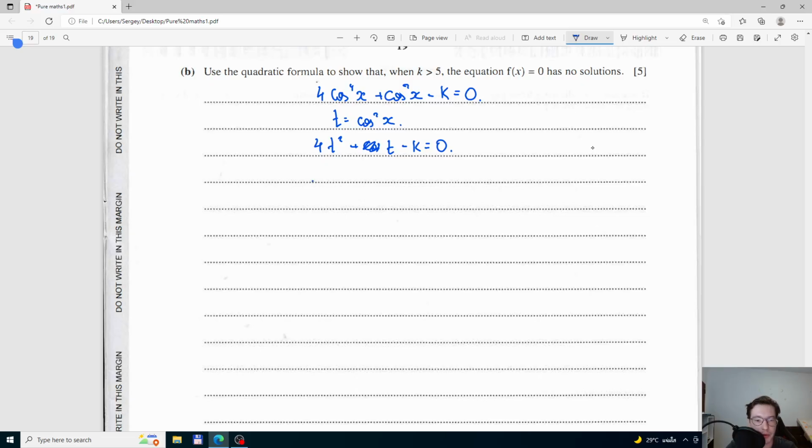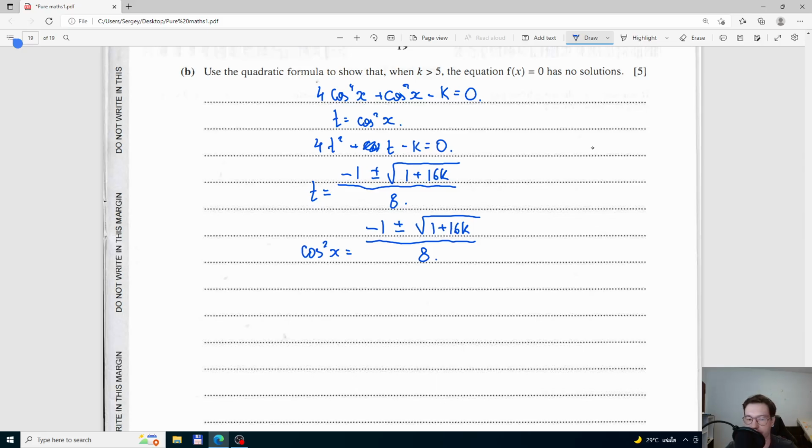Now, we were looking for the value of t, which is minus 1 plus or minus the square root of 1 plus 16k over 2a, which is 8. Now let's substitute it back into t equals cosine squared of x. So we know that cosine squared of x equals minus 1 plus or minus the square root of 1 plus 16k over 8.